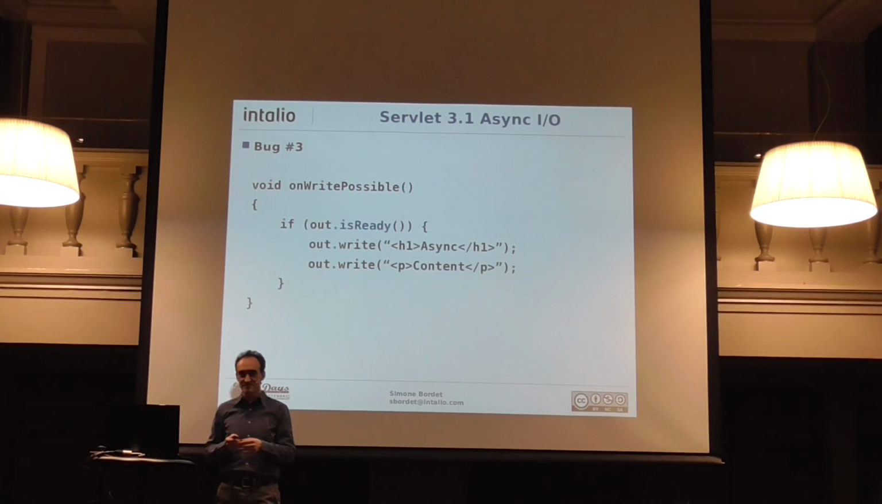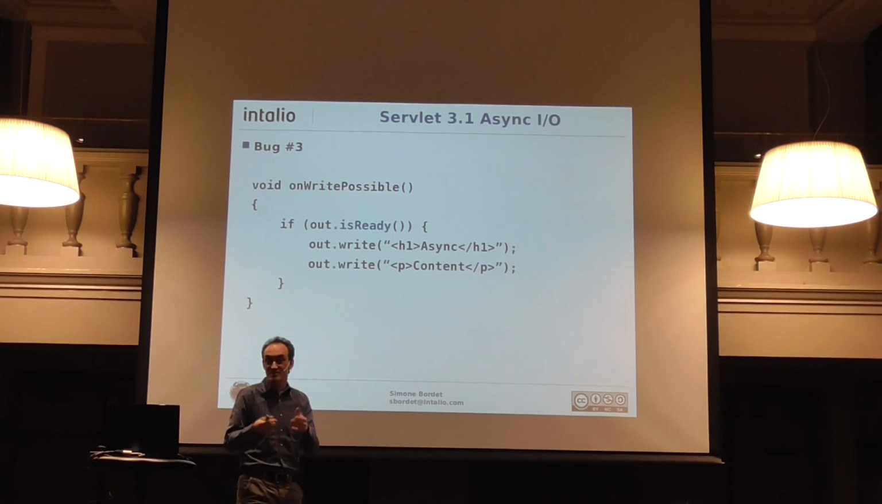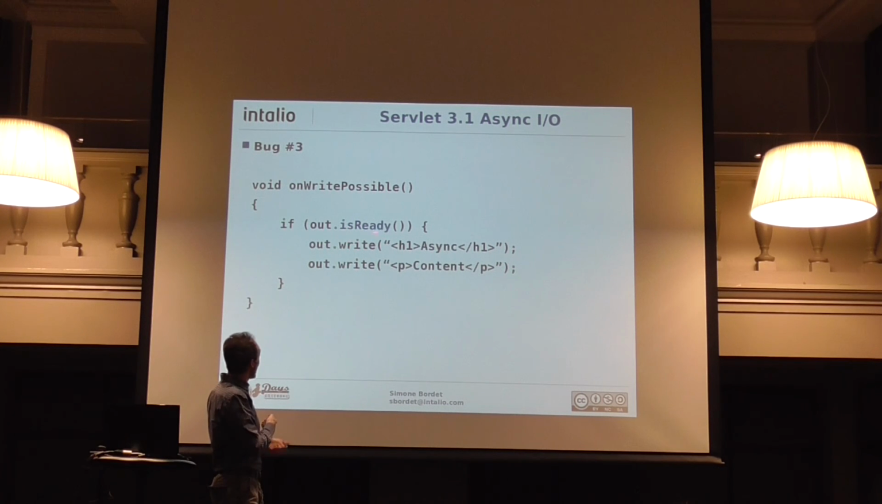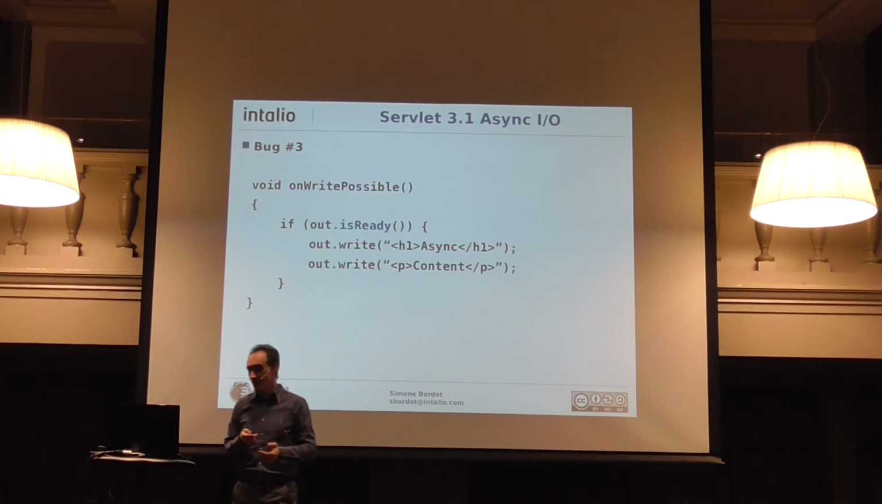All right, now I think I got it. Right? So onWritePossible gets called, out isReady. If it's not ready, I return, but I schedule for coming back. So now we're good. And then if I'm ready, I'm going to write this down. I mean, a few bytes, right?